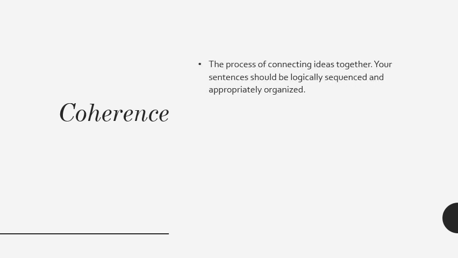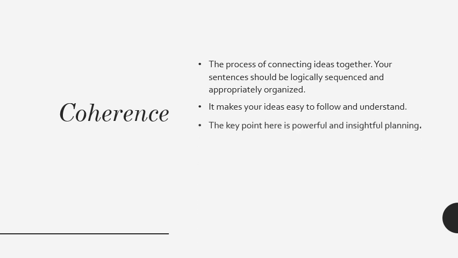And talk about coherence. What's coherence in writing? First of all, you have to know that the process of connecting ideas together is what we call coherence. I mean, your sentences should be logically sequenced and appropriately organized. You have to organize your essay, your paragraphs, and your sentences. Coherence makes your ideas easy to follow and understand.